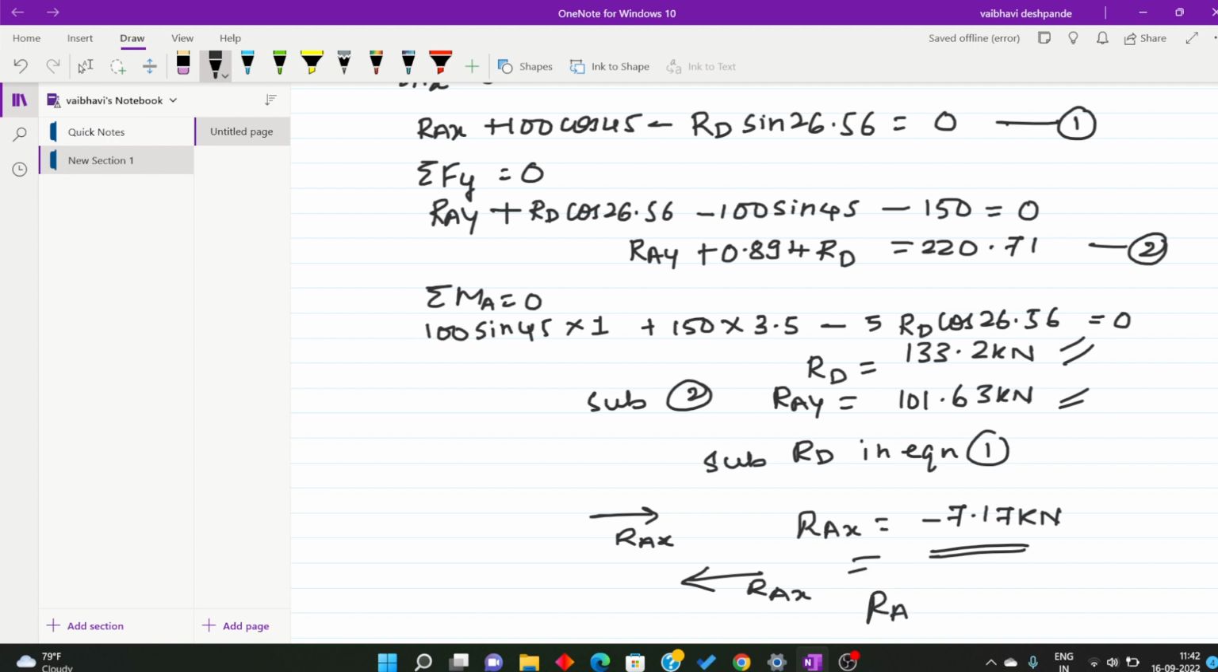Then find the RA value, that is the square root of RAX squared plus RAY squared. Mention in the comment section how much you get for the RA value.